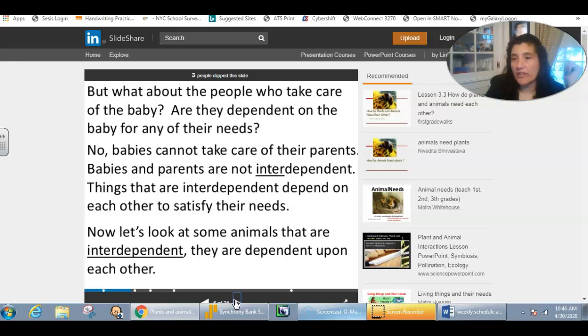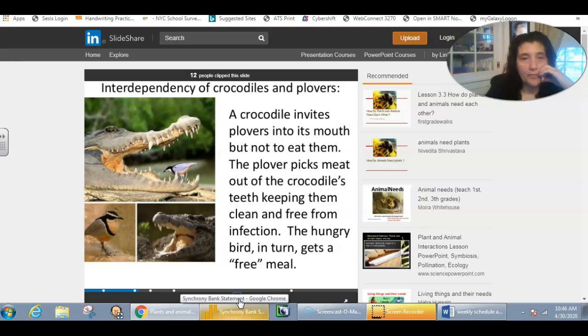But what about the people that take care of the baby? Who takes care of their needs? Babies and parents are not interdependent. So the baby only needs the parent. But the parent loves the baby but doesn't need the baby to survive. So let's look at some things that are interdependent, which means they need each other to survive.